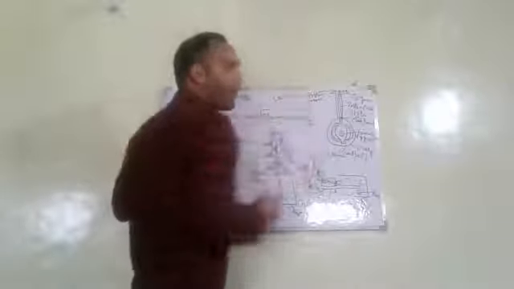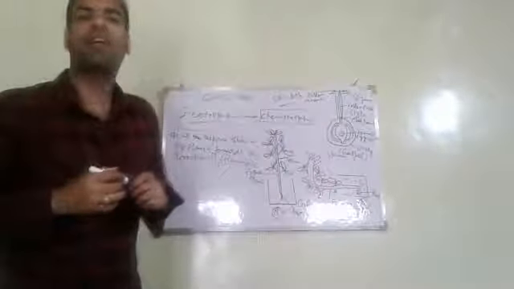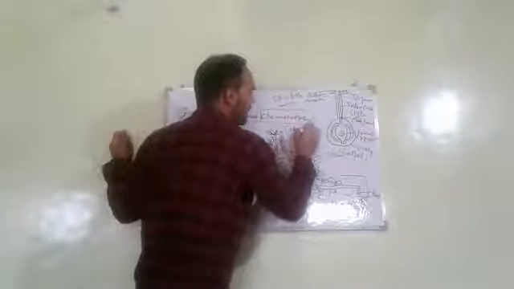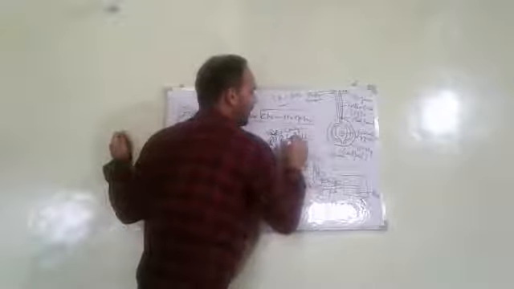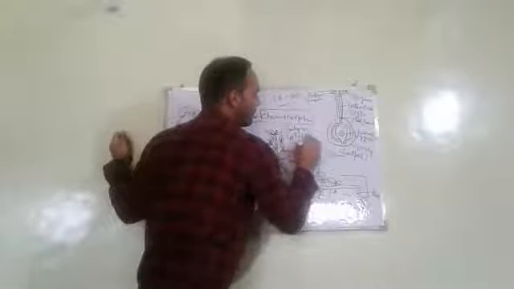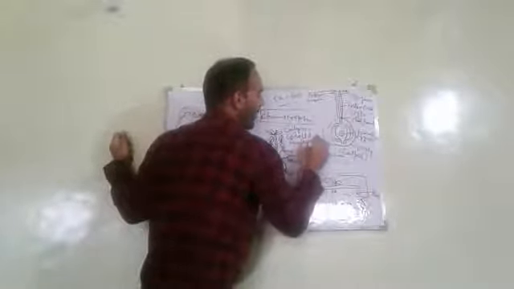What is the structure of a flower? A flower contains four parts. One is calyx, second is corolla, third is androecium, and the fourth part is gynoecium.